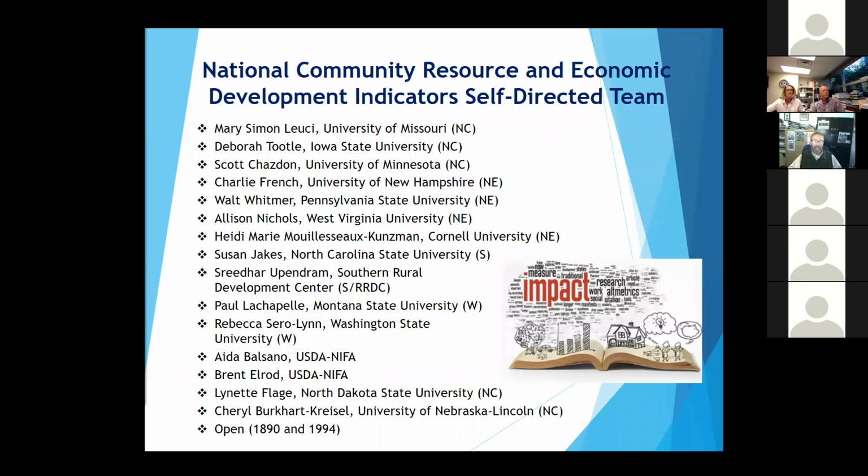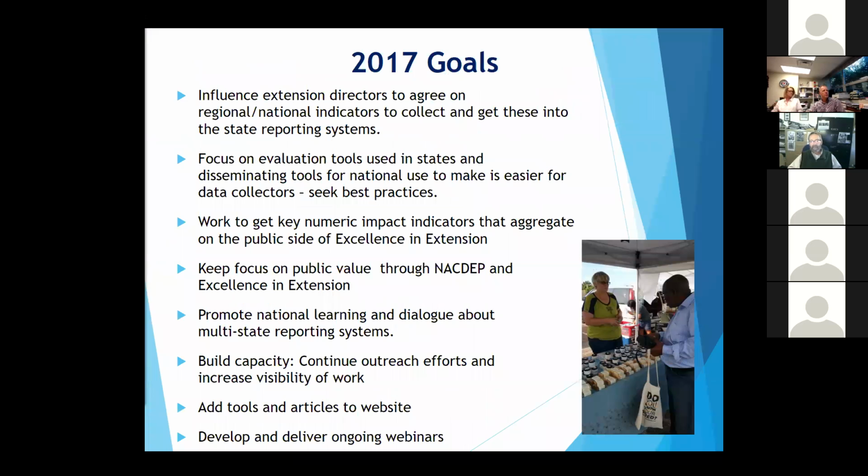Related to CRD programming across the country and within the regions and nationally. You can see real quickly sort of the things we're geared towards and working towards. Influence extension directors to look at some common indicators, focusing on evaluation tools. We've been doing this now for at least a couple of years. We've had a similar series of webinars and trainings at NACDEP and other kinds of things.